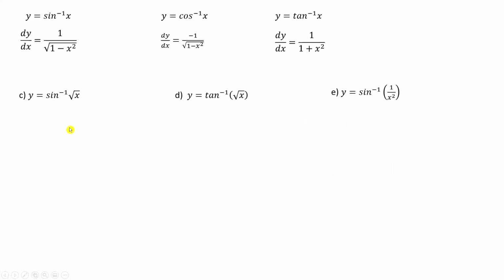3 more questions. Feel free at any point in time to put me on pause and try these on your own. Inverse sine of root x, that's this rule: 1 over the square root of 1 minus whatever we had squared, and remember, times derivative of this.